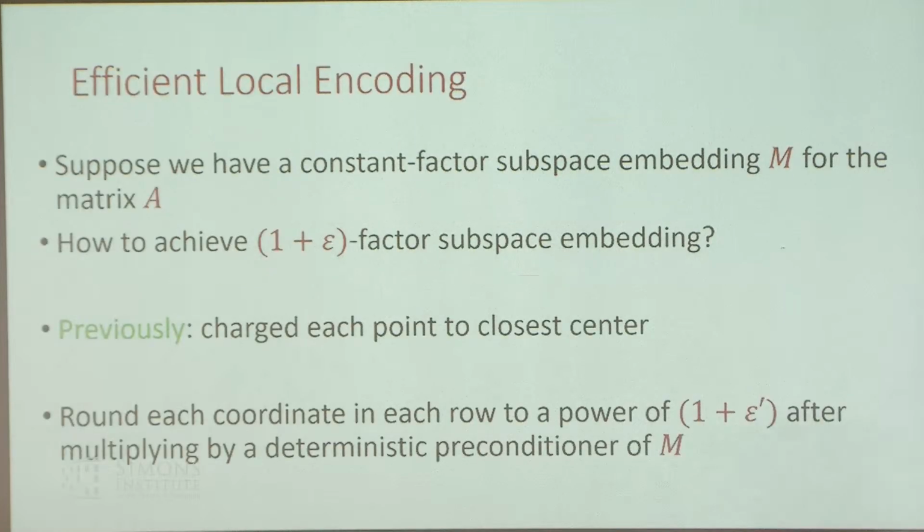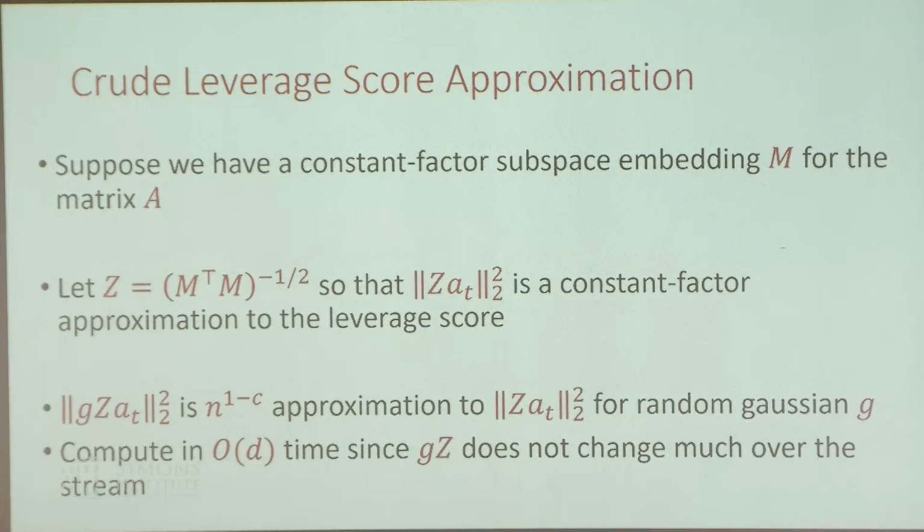Okay. So I'll talk briefly about the encoding. It's a bit different because previously we took the offset of each point to its closest center. And now this doesn't make sense for matrices anymore. So what we do for each row is multiply the row by a deterministic preconditioner, where the preconditioner is going to give you a constant factor subspace embedding. And then we round each coordinate in the resulting multiplied row. OK, so that is going to give a good space bound.